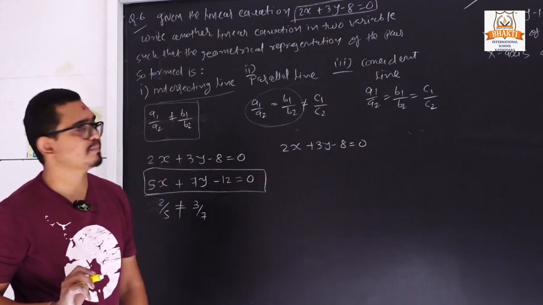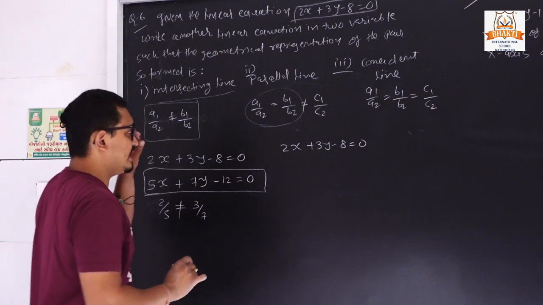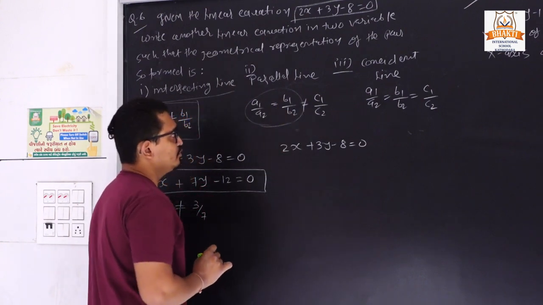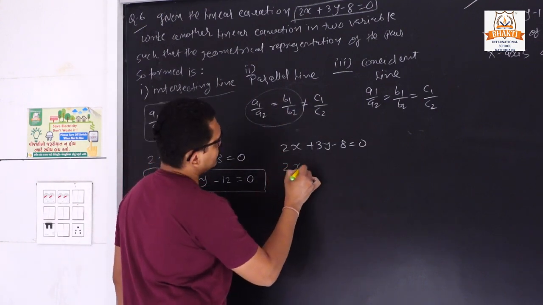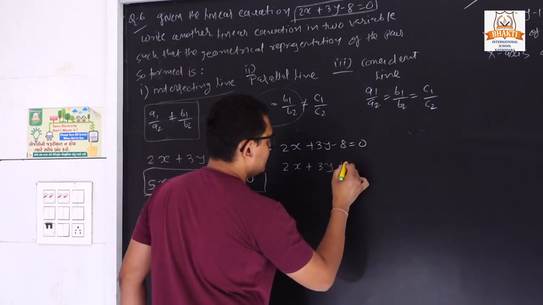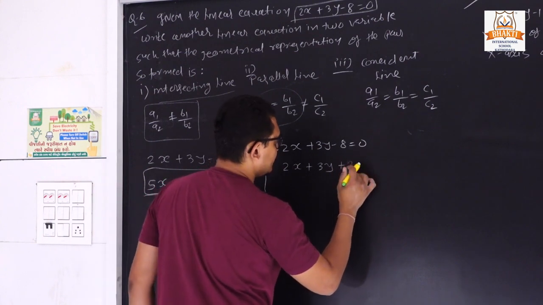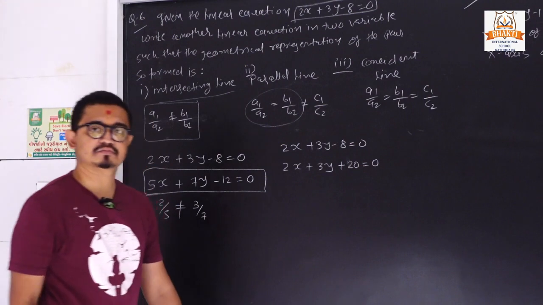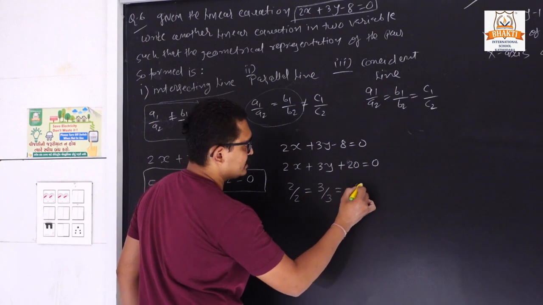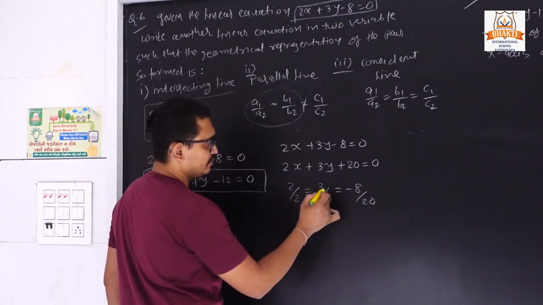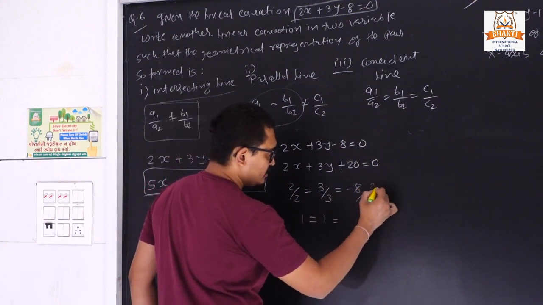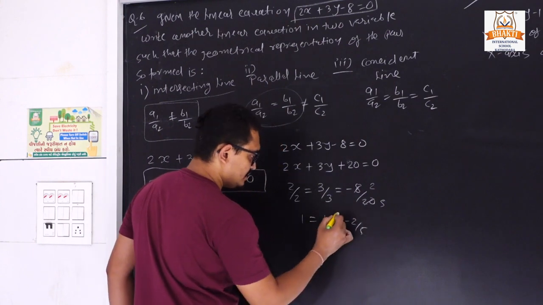First equation is given. Now second. For a second, what happened? a1 upon a2 is equal to b1 upon b2. So it means what? 2x plus 3y plus 20 is equal to 0. So see that 2 upon 2 is equal to 3 upon 3, which is equal to minus 8 upon 20. So these both are equal, but these both are not equal to this condition, because 1 and minus 2 by 5. So it means what? These both are not equal.